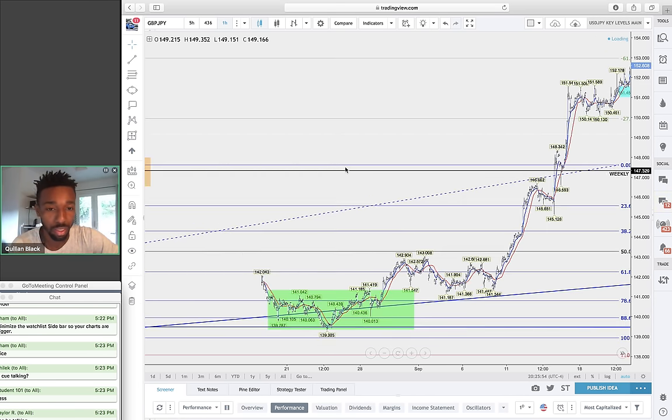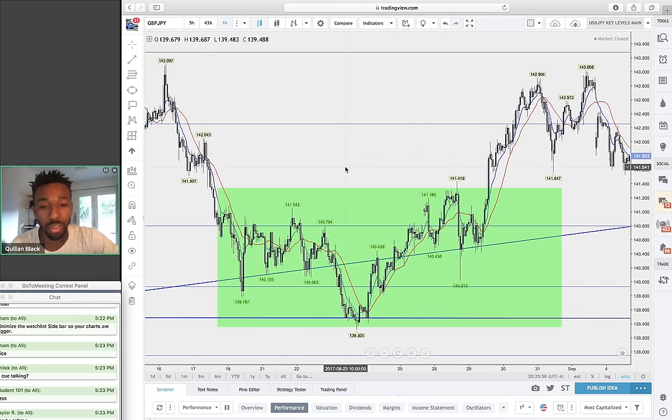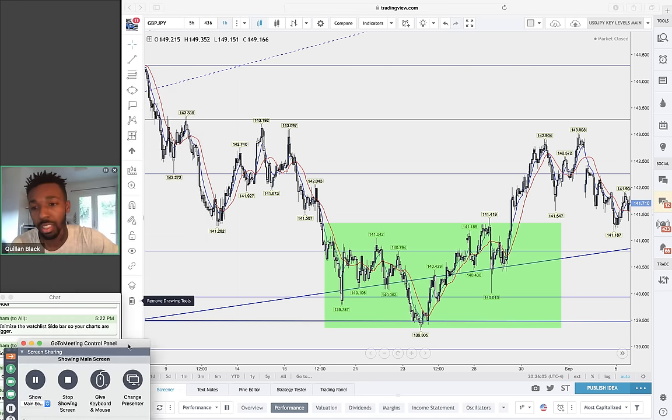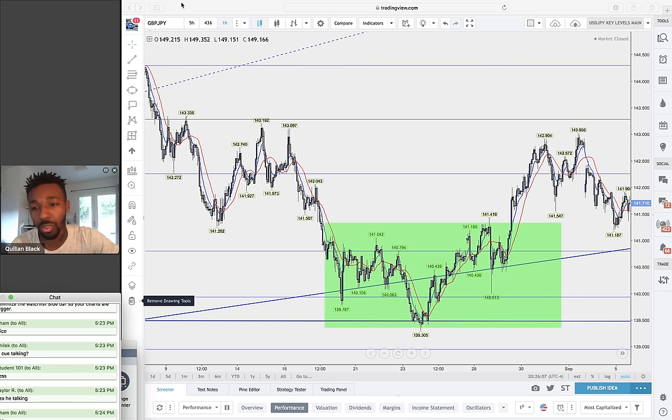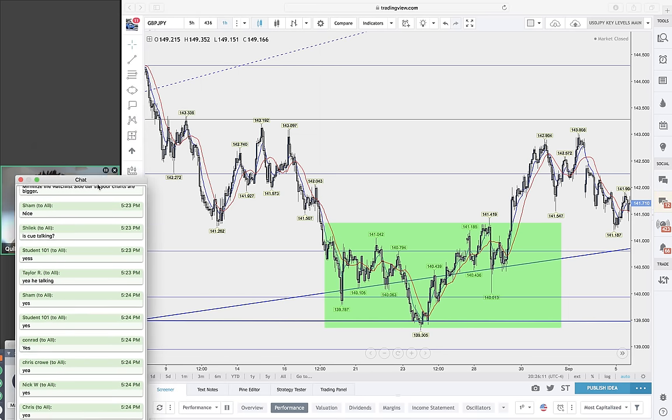Let me go back. All right. So this is the same area that support was on that daily time frame, right here, right? Y'all remember that area? Can you guys recall that area on the daily time frame? All right, cool. Yeah. Perfect.